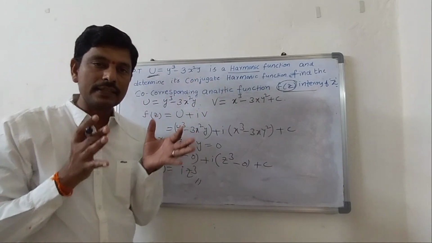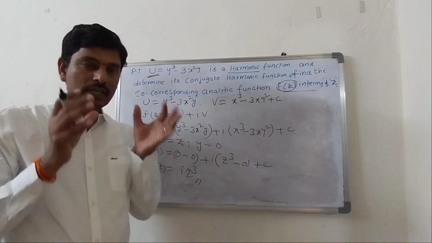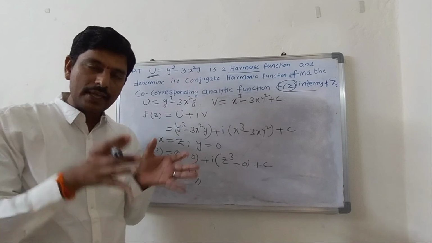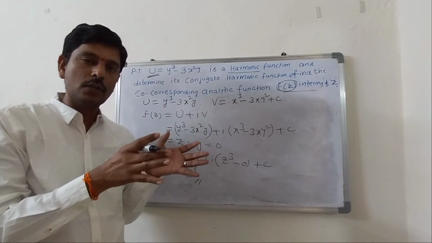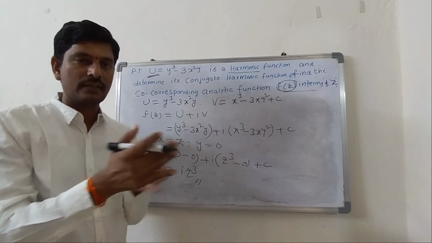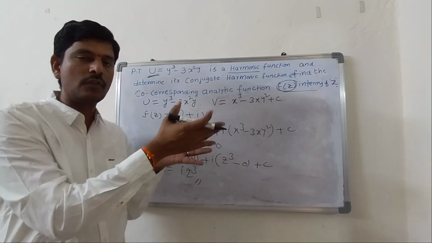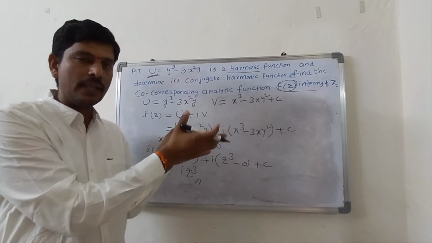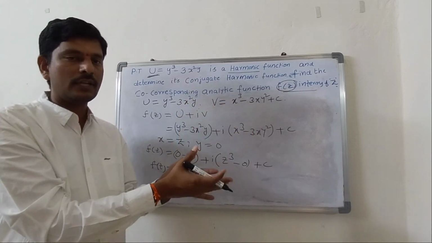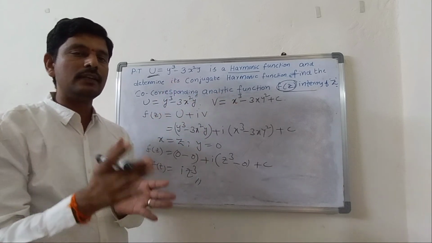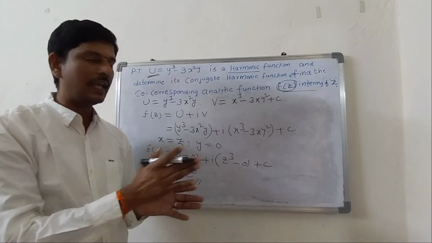So we apply the total differential formula, dv = ∂v/∂x dx + ∂v/∂y dy, and we apply the Cauchy-Riemann conditions. In the places of ∂v/∂x and ∂v/∂y, you can substitute −∂u/∂y and ∂u/∂x. Okay, then we get dv in terms of u. Then we get the v value by the exact differential method.